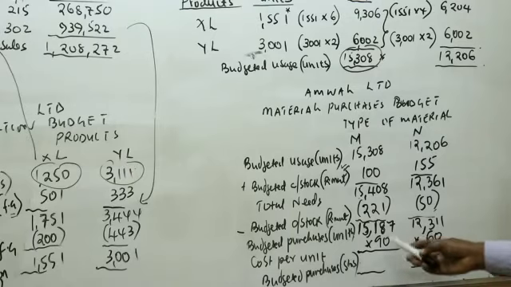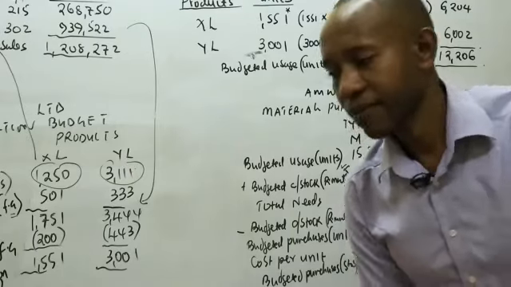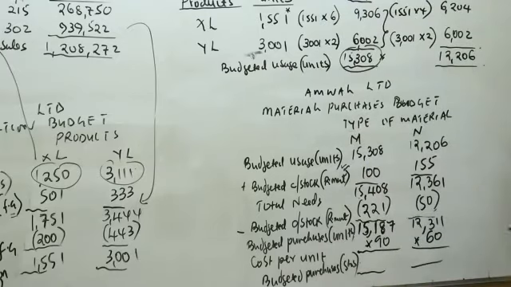So what is 15187 times 90? Somebody has already given it to us: 1,366,830. And the next one is what? 12311 multiplied by 60: 738,660. Give me the total of the two.